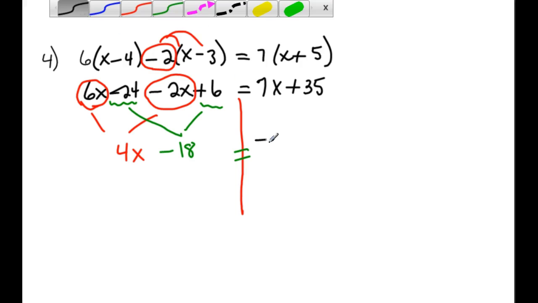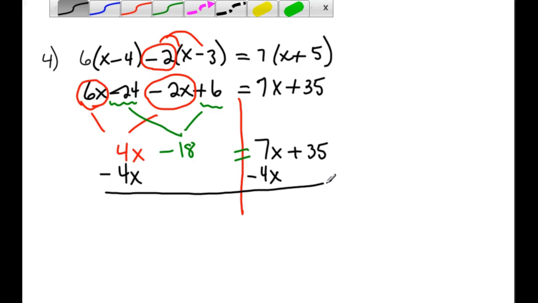Okay, so now I've got x's on both sides. I only want x's on one side of the equation. I got 4x over here, I got 7x over here. I can't combine these two because they're on different sides, so let me put them on the same side first. I like to get rid of a smaller amount of x's. I'm using the opposite here because I want no more x's. 0 x's.